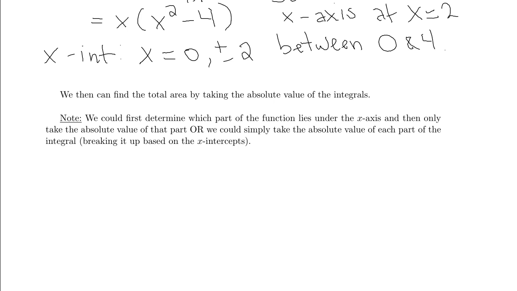So my total area is equal to, we can think of this as the integral from 0 to 4, but we want the function to be positive the entire time. So x cubed minus 4x dx.